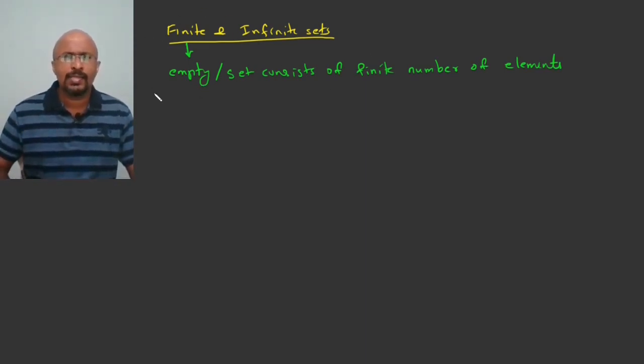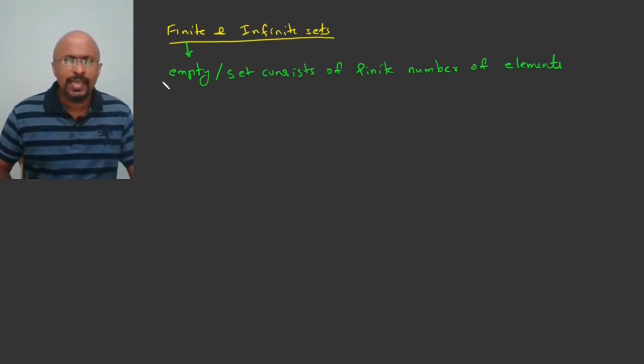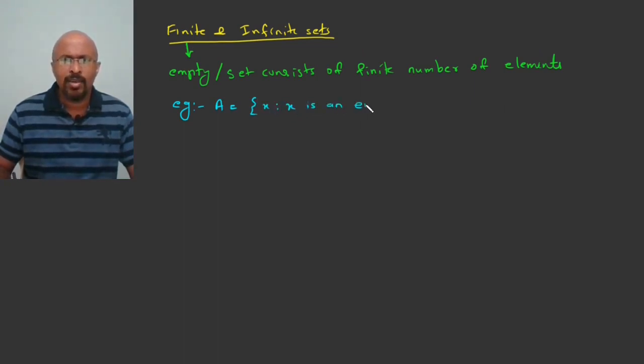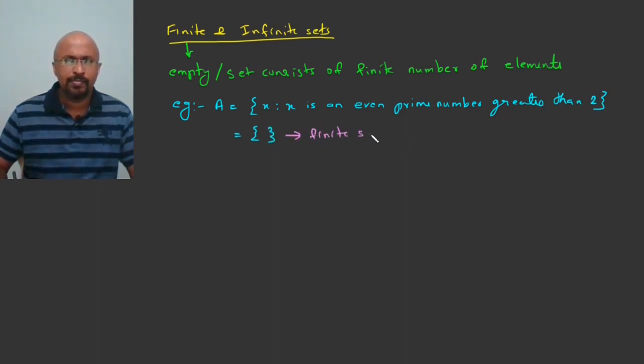Can you say an example? We know an empty set is a finite set. So we already wrote an example for an empty set. That example is surely an example of a finite set. So here we are writing set A is equal to the set of all x such that x is an even prime number greater than 2. We know this set is an empty set, so it is a finite set.